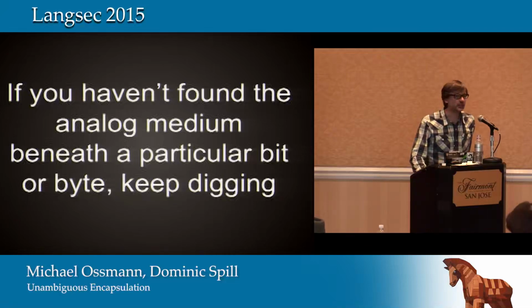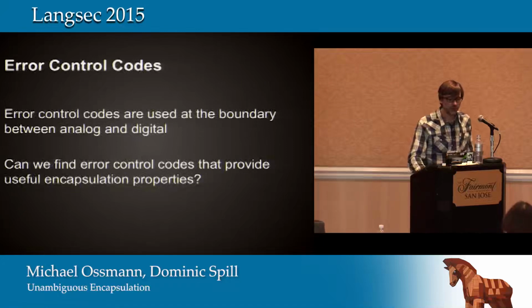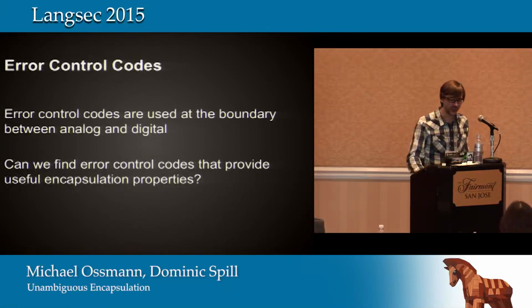But that's an opportunity, actually, to take advantage of that layer of encoding. And we think that that's an opportunity to introduce a new type of encoding that encapsulates data unambiguously. So we're looking at error control codes, and in particular, we're looking at binary block codes. The reason we're looking at those is because they're simple, and we wanted to start with something simple.